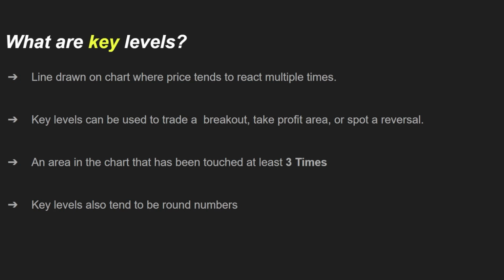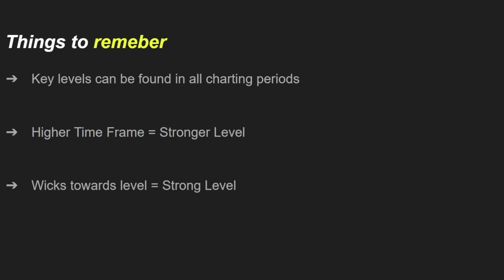When price reaches a key level, sellers may jump into the market sending it lower, and same goes for the buyers. Key levels tend to be in round numbers, such as 50 or 100. Many people think in terms of round numbers, so this also carries over in the stock. Things to remember. You can find key levels in all time periods, including daily, weekly, and monthly. The longer the time period, the more significant the level is. The bigger the wick is on the candle, tapping the level, the more significant the level is.